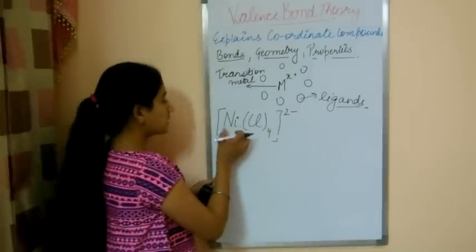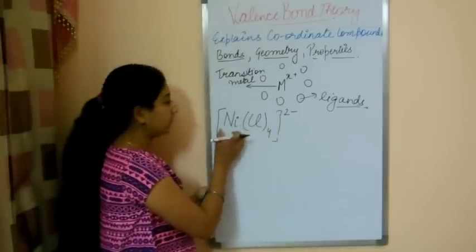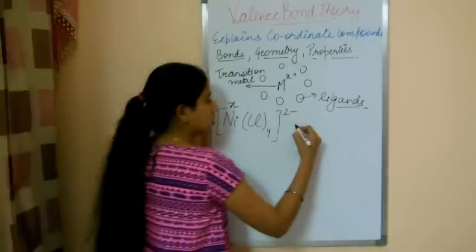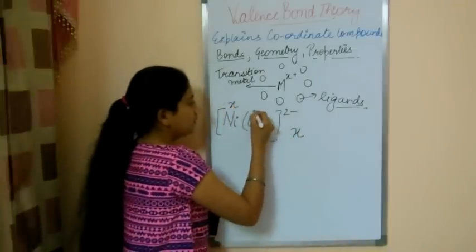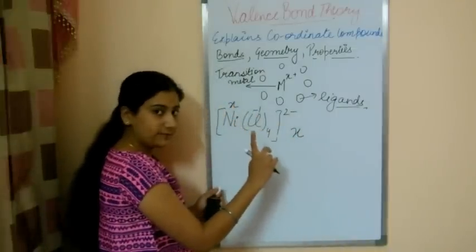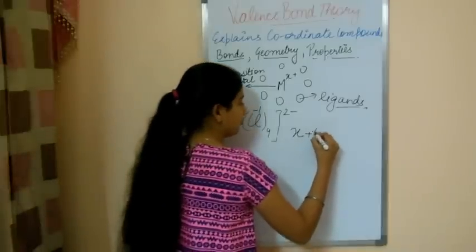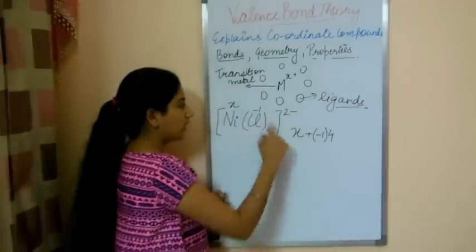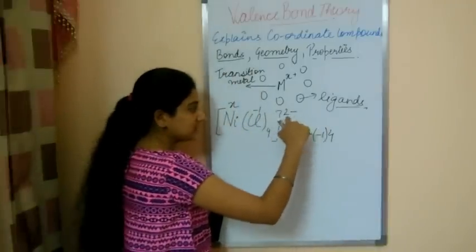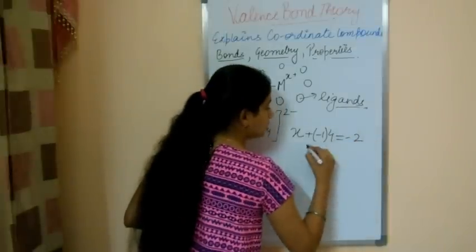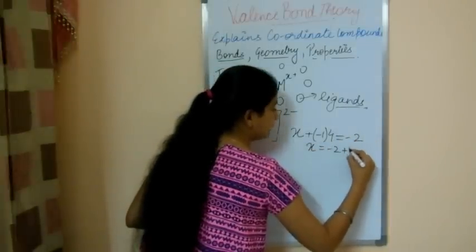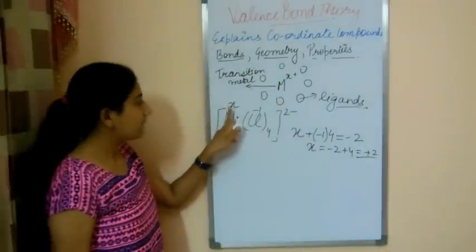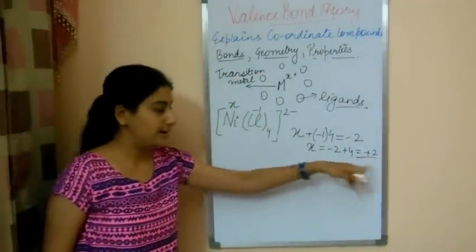We can calculate the oxidation state of nickel from here. We will get to know whether this is an atom or an ion. Let its oxidation state be X. So we can have X. Chloride ion contains -1 charge, so it can be plus of -1. 4 chloride ions are present, so into 4. And this whole complex contains -2 charge on it. So the oxidation state comes to be +2. That means this is nickel ion which contains +2 charge on it.